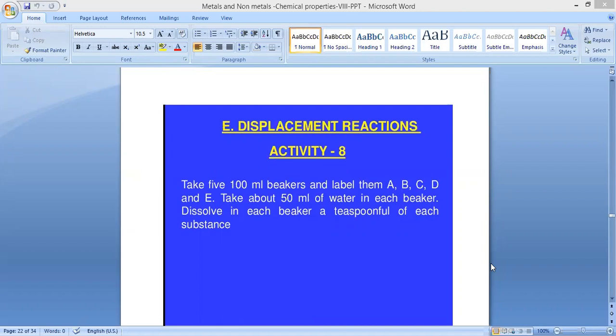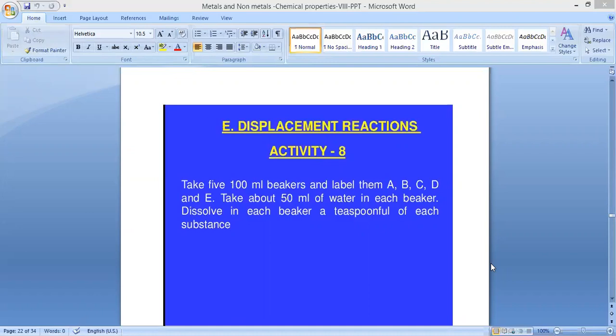Here is one activity they have given: take 500 ml beakers and label them A, B, C, D, E. So you are going to take 5 beakers. What is the measurement? 100 ml beakers, and you have to label them A, B, C, D, E. Take about 50 ml of water in each beaker. It means you have to fill half of the beaker with water, 50 ml of water in each beaker.